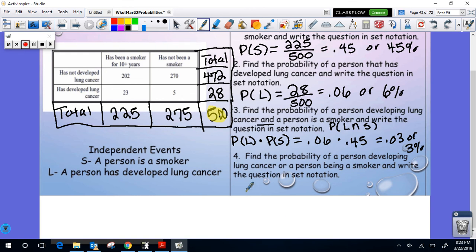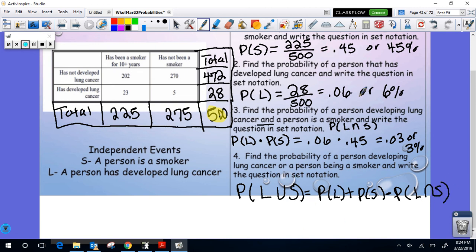Now it says find the probability of a person developing lung cancer or a person being a smoker and write the question in set notation. So the probability of having lung cancer, or, which the or is the union symbol, the person being a smoker. Now there is a formula for this, and it is also on your formula sheet. The probability of the first event plus the probability of the second event minus the probability of both events happening together, and that would be an and.